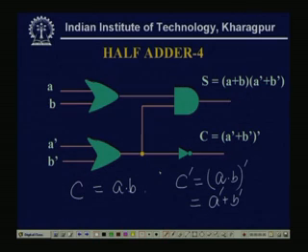See here what happened: only 2 OR gates, 1 AND gate, 1 inverter. That means mainly these basic gates, AND, OR and NOT, we are utilizing, and only the numbers of OR or AND gates are varying.